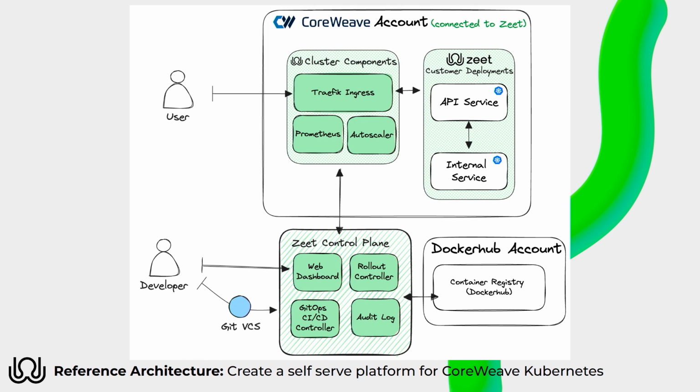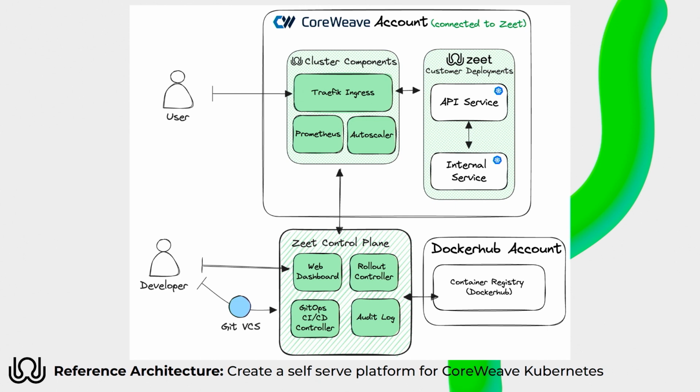So we're going to have Prometheus for everything, we're going to have traffic for everything, and we're going to have auto-scaling for everything. By putting these into cluster components that are just default on top of the CoreWeave cluster, we bring a bunch of new capabilities to application development teams that otherwise would not know how to properly leverage the Kubernetes API in front of them.